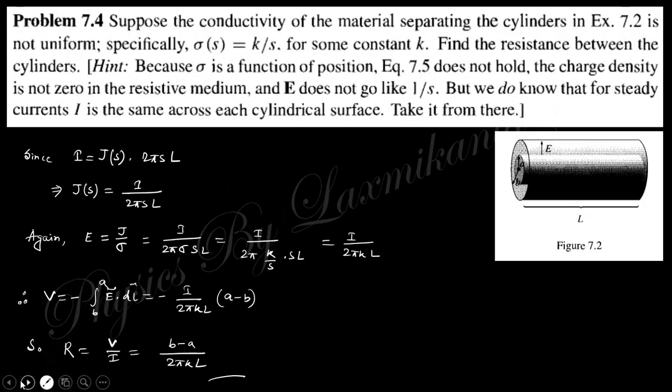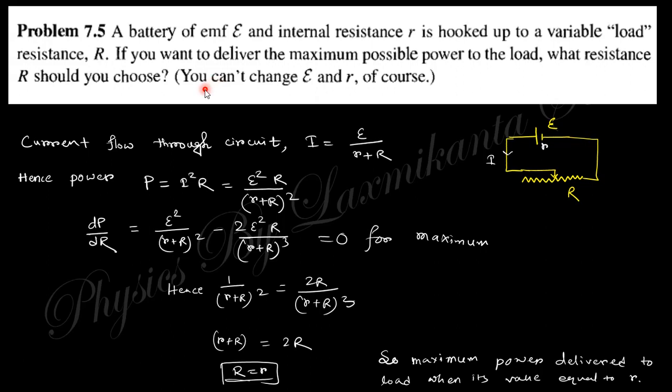Clear? Next one. A battery of EMF epsilon and internal resistance small r is hooked up to a variable load resistance R. This is the variable load resistance R. If you want to deliver maximum power to this load, what resistance would you choose?